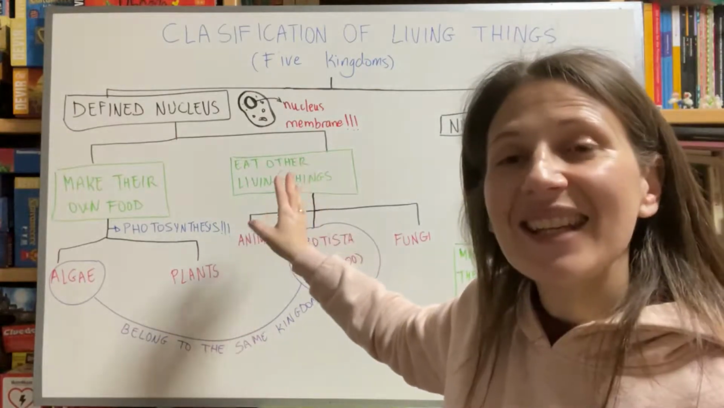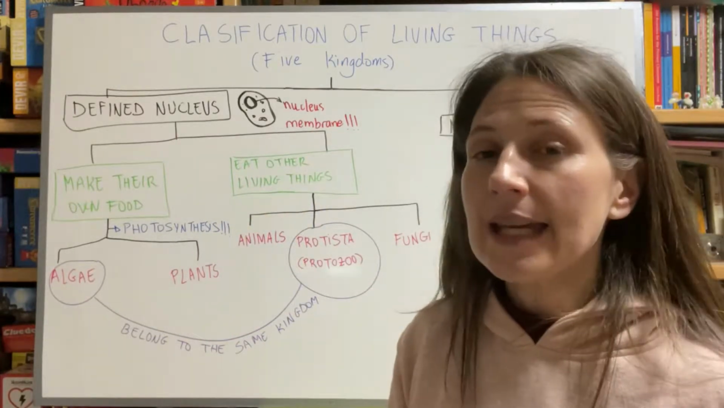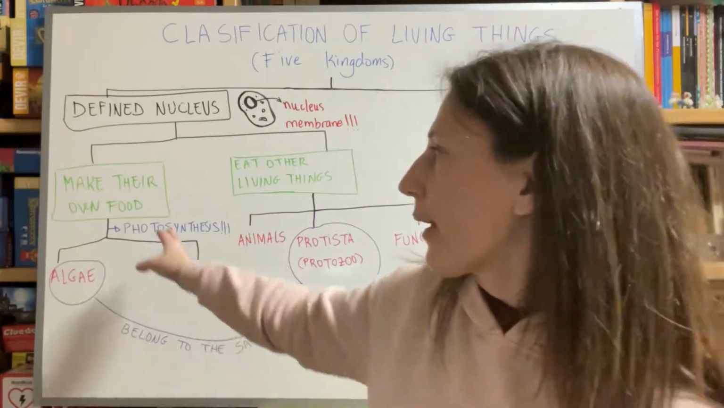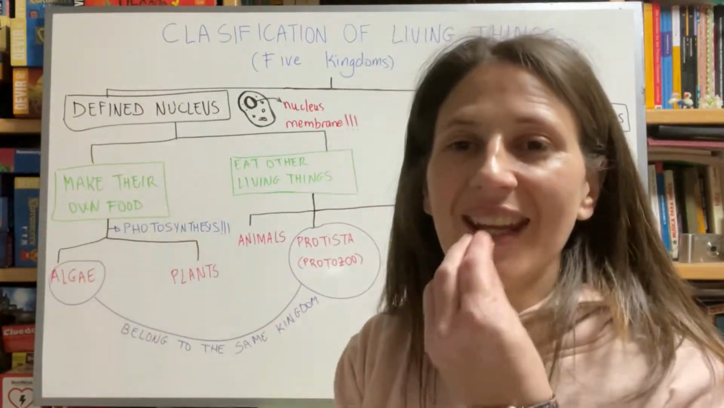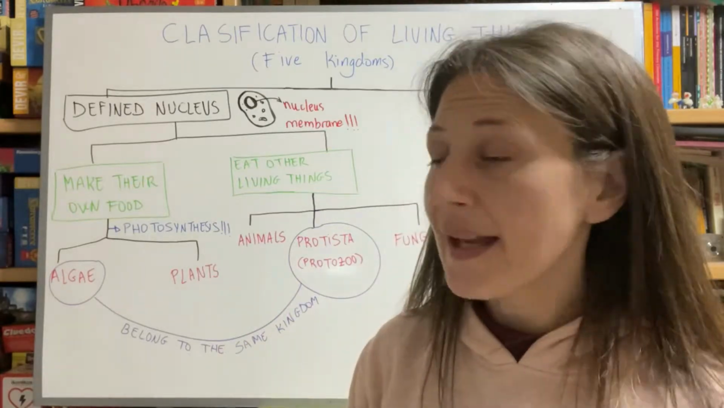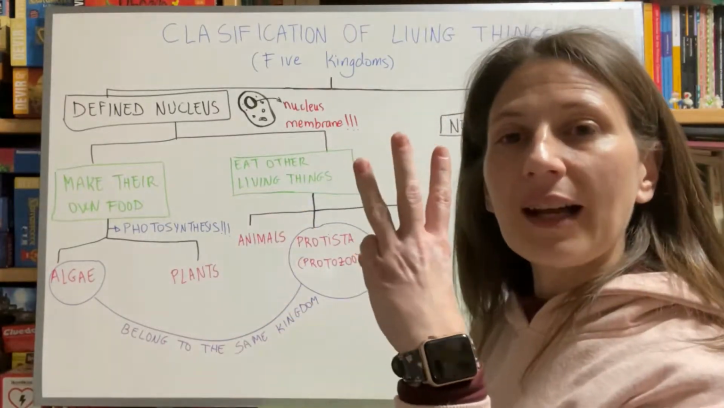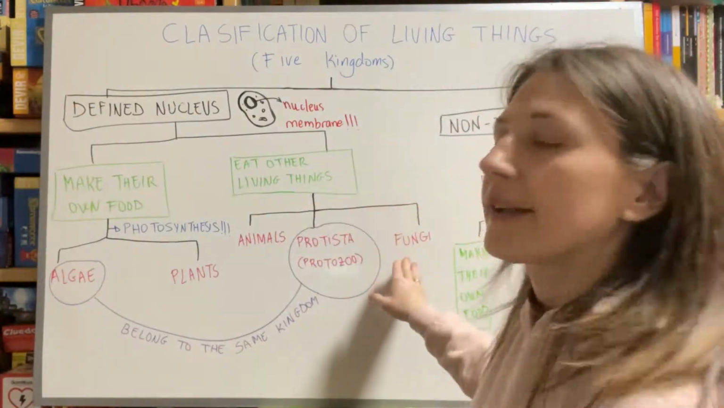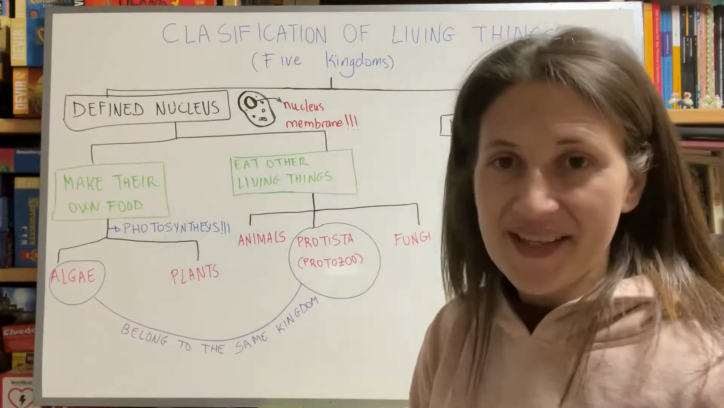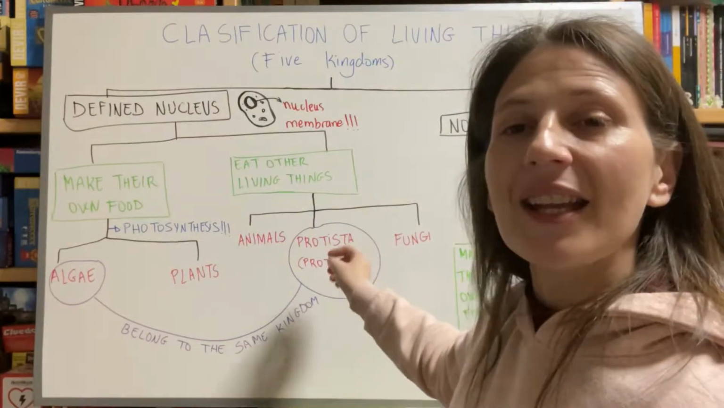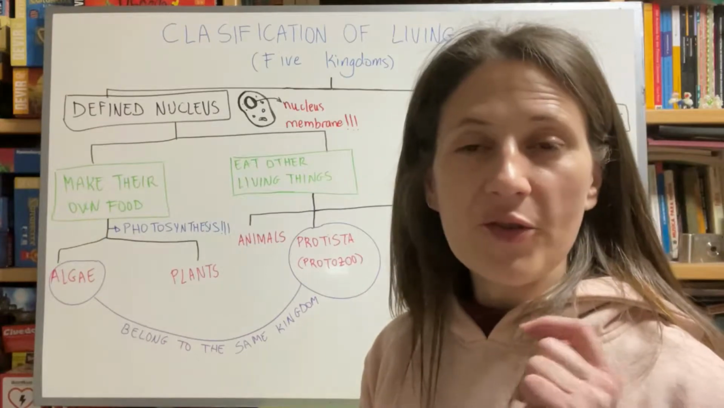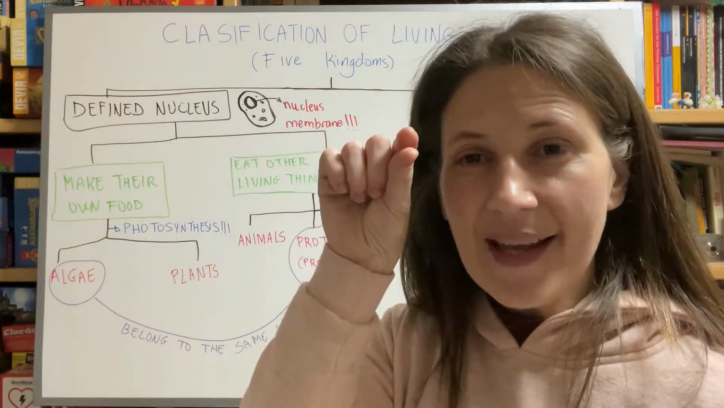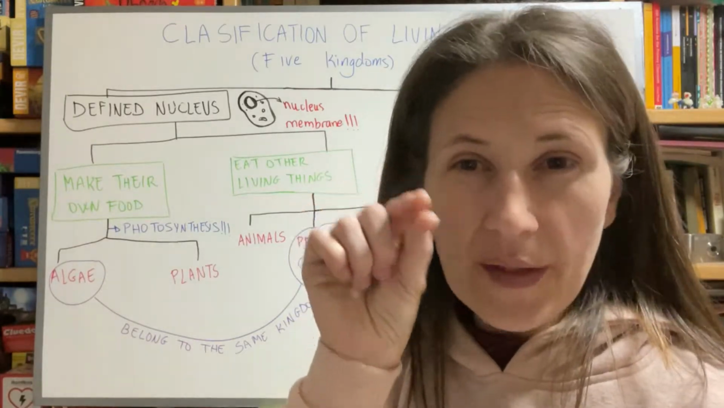That is the ones that eat other living things. They can't transform inorganic matter into organic matter like these ones do. They need to eat other living things. And in here, there are 3 kinds of living things. Animals, fungi, and protista, okay? Protista includes protozoo. Do you remember when we talk about amoebas and parameciums? These tiny unicellular living things that are really, really small?